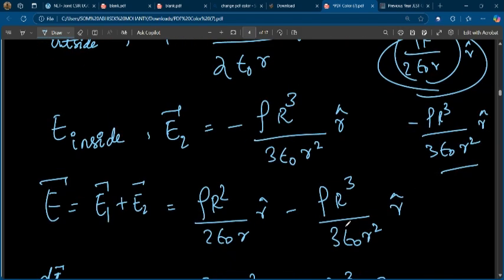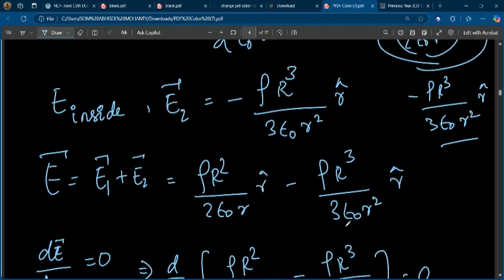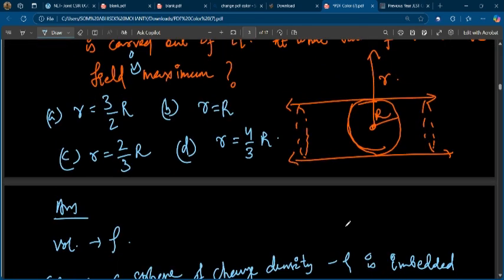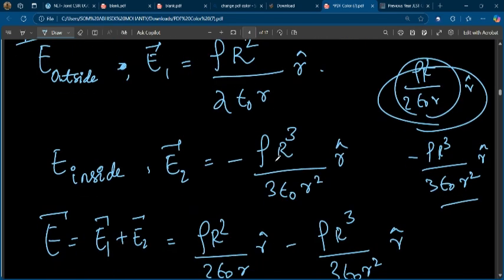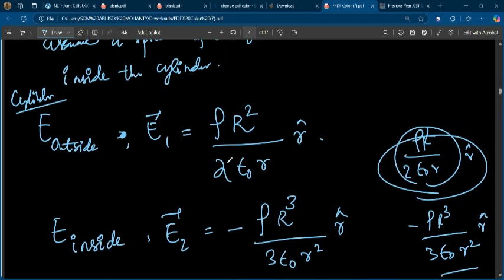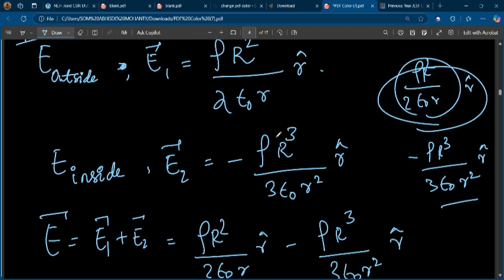Yeah, that's correct. So the answer is Option D, 4R by 3. To get it, again you have to remember formulas. E outside is rho R square by 2 epsilon naught r for a cylinder. E inside is minus rho R cube by 3 epsilon naught r square.